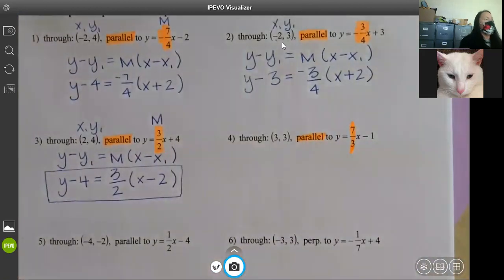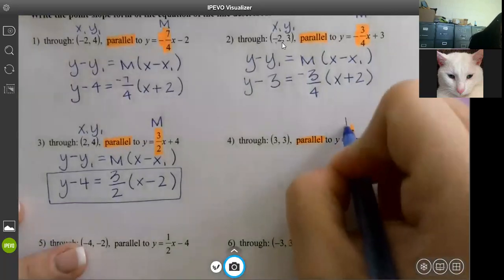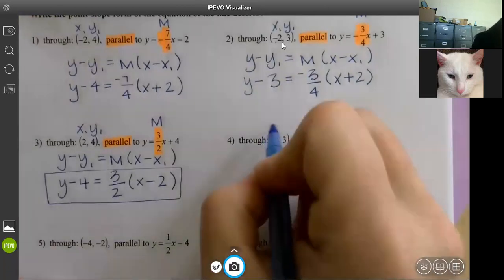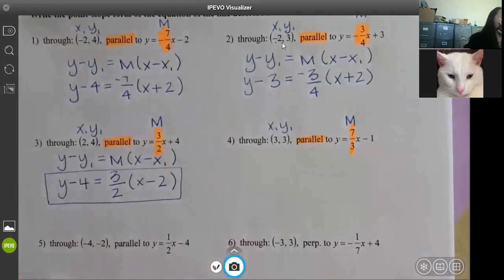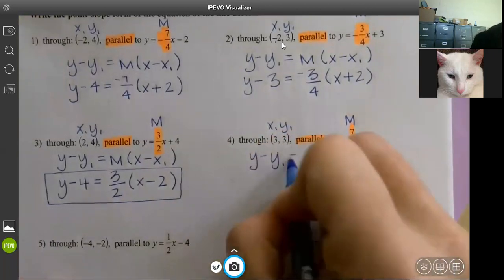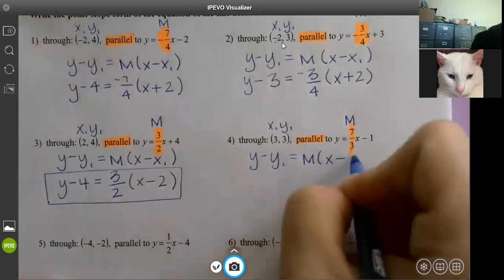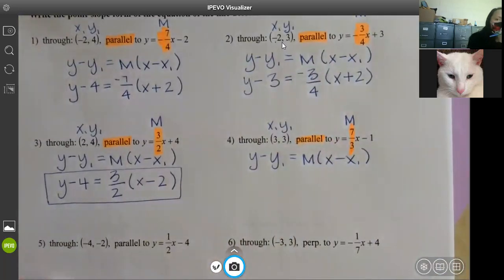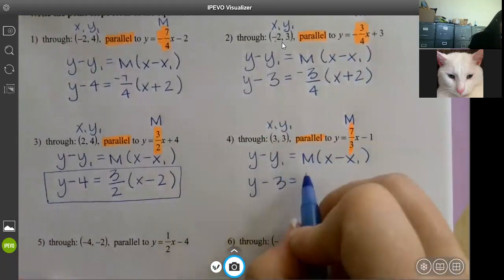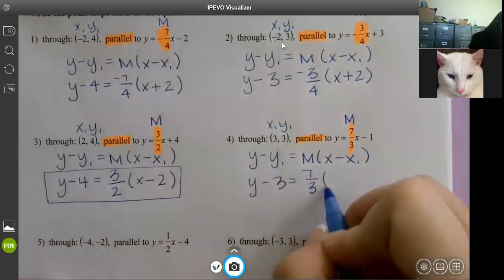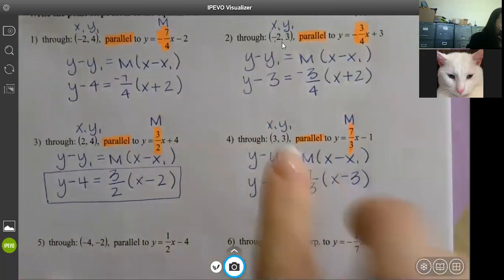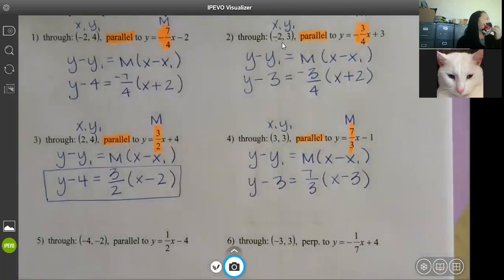The next one is parallel, and all we need from that equation is the slope. Parallel means the same, so we're going to leave it alone. And then we have x1, y1. We're going to plug it into y minus y1 equals m times x minus x1. So y minus 3. What's our m? 7/3. And then inside of parentheses? Perfect. Because we have a positive 3x, it's going to be minus 3 in the equation.